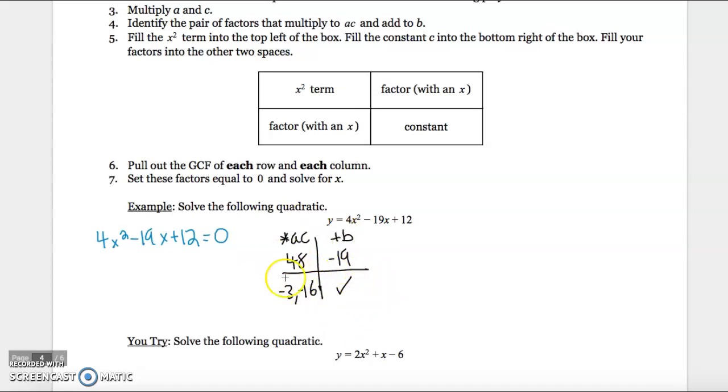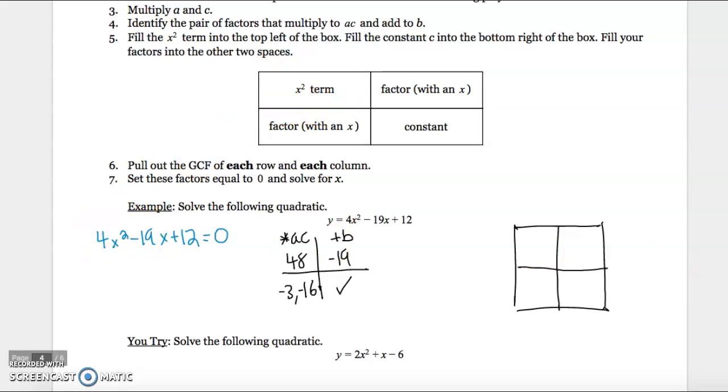And so now this is where you have to do the extra step. This pair of factors is what multiplies to AC and adds to B. So now we're going to fill in our box. Over here, I'm going to go ahead and draw a box. Okay, my x squared term from my quadratic goes in this first section of the box.